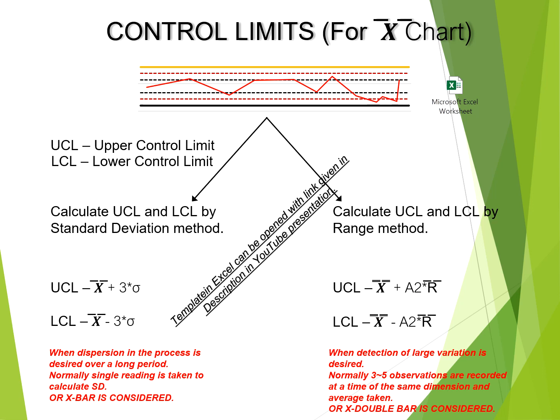An Excel sheet is embedded here. This is the template where you have to feed the date and the observations you have made. After that, you will automatically get the graph made. You will get the values of X double bar, range, and you will get the value of 1 sigma, 2 sigma, 3 sigma, all these things you will get. So this is the template.